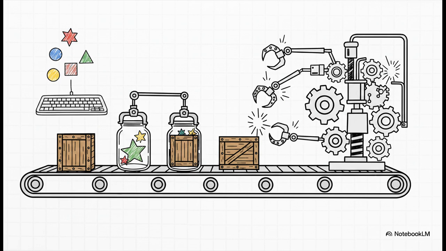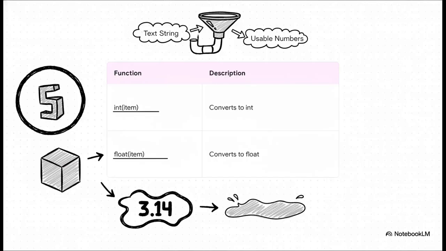And since math operations can only be performed on actual numeric values, this creates a massive roadblock for things like calculators or any kind of data processing. Honestly, if we can't do math on these numbers, our program is totally stuck. But don't worry, there's a fix. To overcome this limitation, we use two absolutely vital conversion functions, int and float.